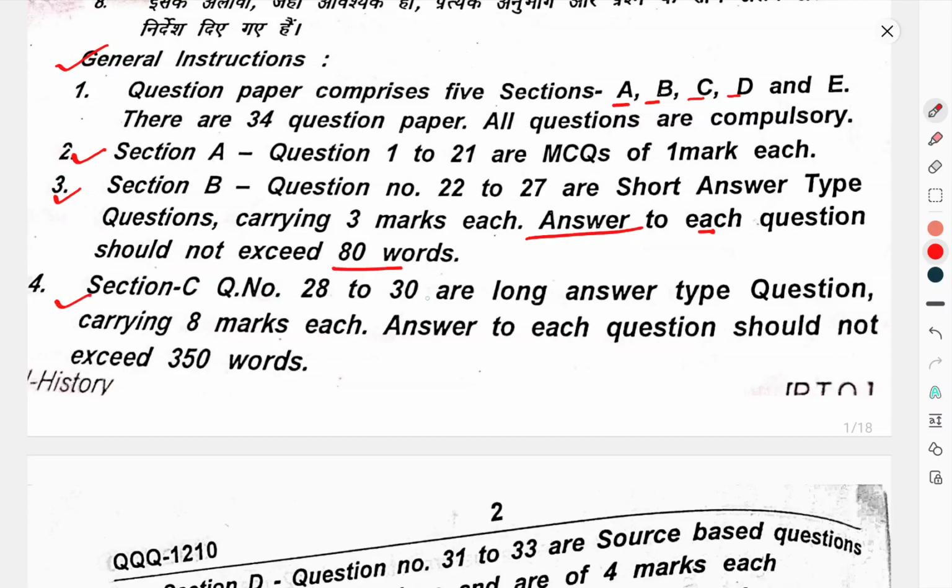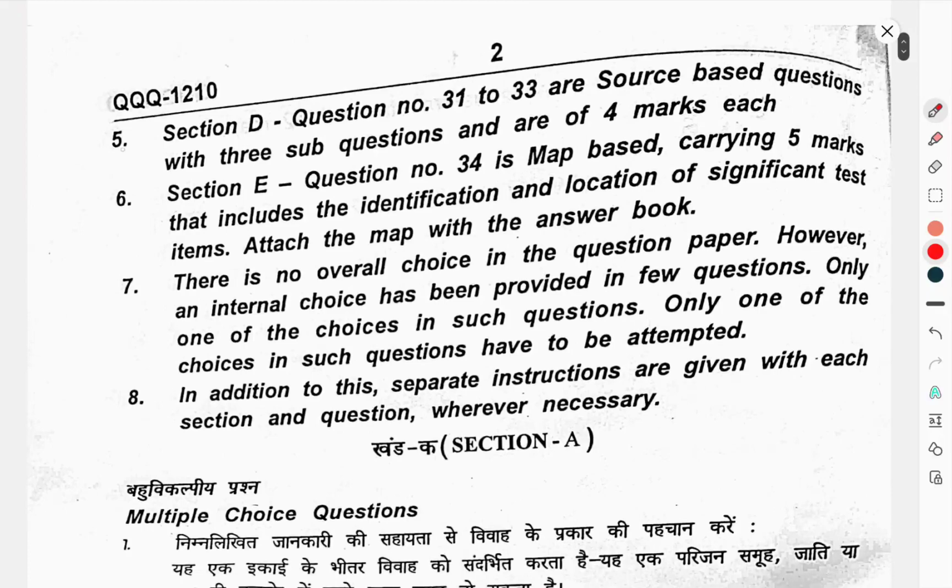Section C, 28 to 30, are long answer type questions carrying 8 marks each. Answer to each question should not exceed 350 words. Okay, now we have come to this one. Section D, questions 31 to 33, are source based questions with sub questions, 4 marks each. Section E question is map based carrying 5 marks that includes the identification and location of the significant test items. Attach the map with the answer book.